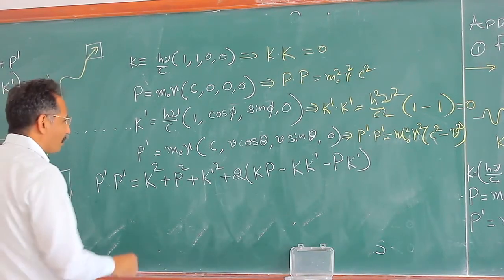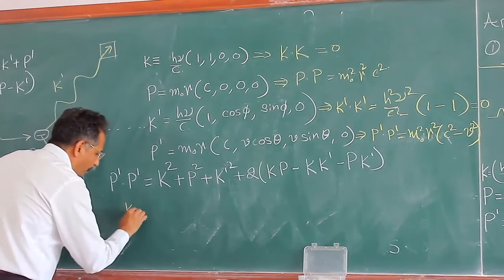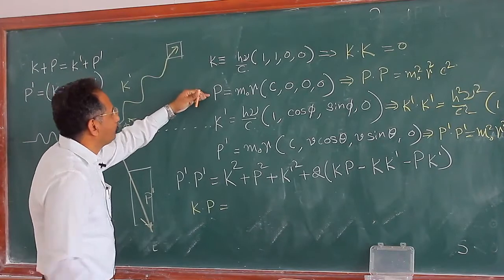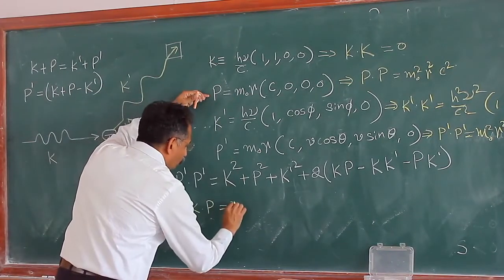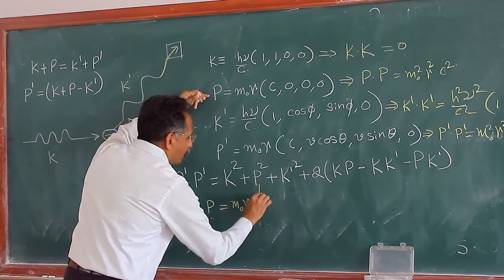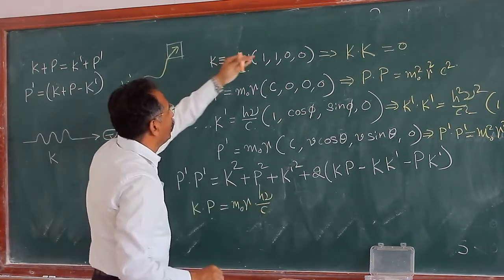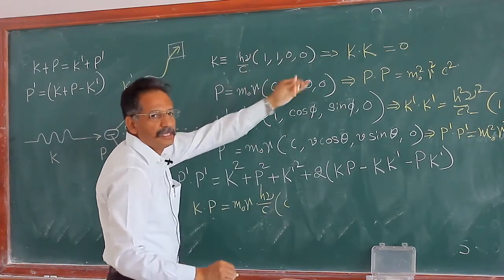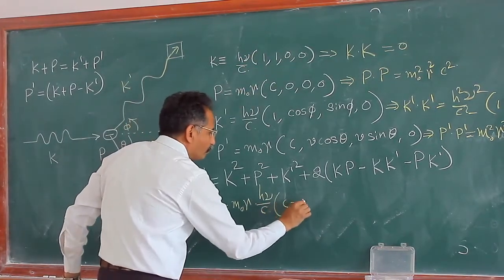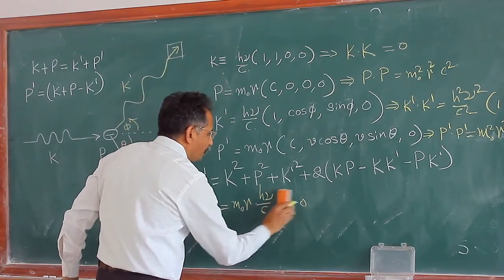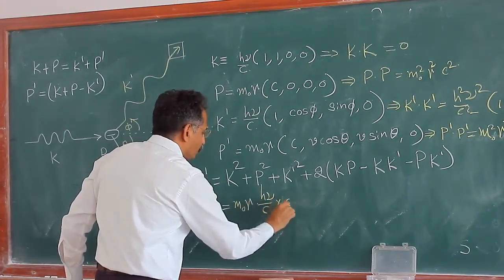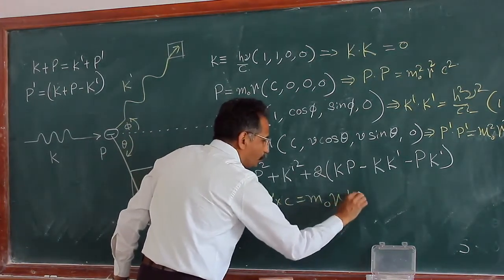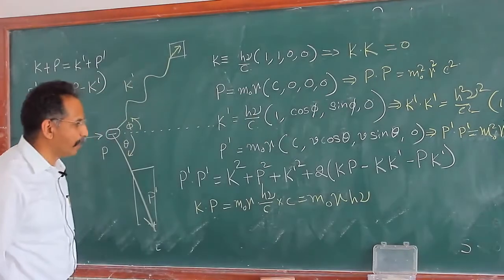Now the mixed product we have to work out, k into p. So m0 gamma h nu by c, 1 into c will be c, minus 0. So this will simply be multiplied by c, giving m0 gamma h nu. This will be one part.